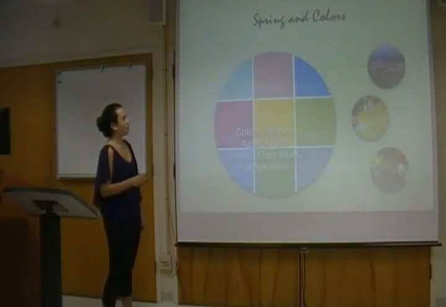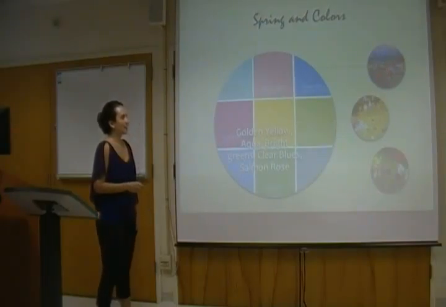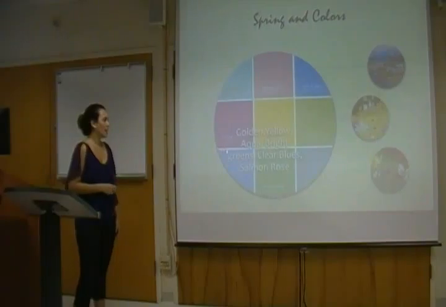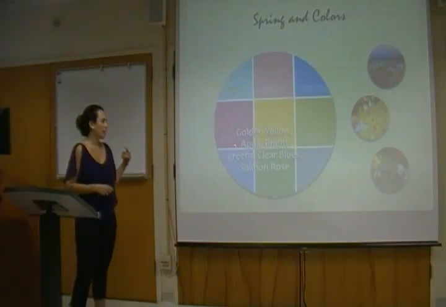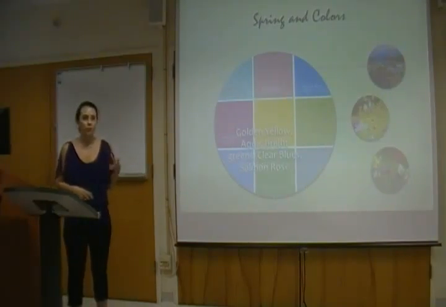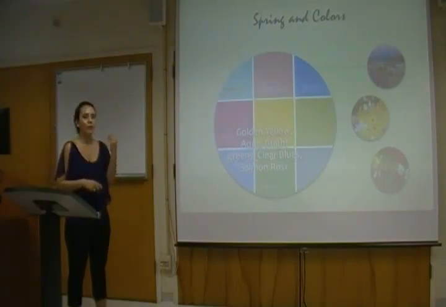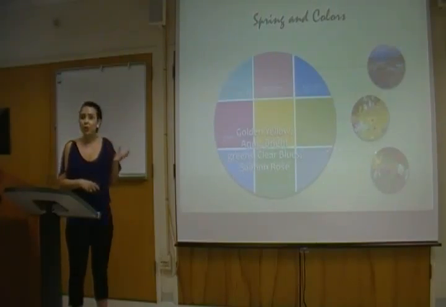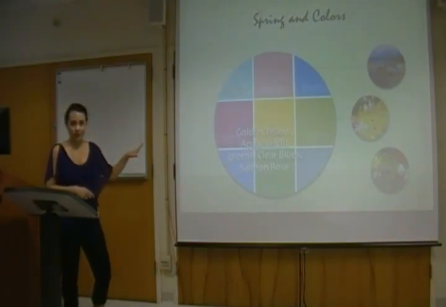First of all, we have spring. As you can see here, these are some little pictures from the spring season, the weather. And then these are some examples of the colors from spring. These are not all of them, just some of them. We have golden yellow, aqua, bright green, clear blue, and salmon rose. I'm not just saying yellow, blue, red, because these are colors mixed with neutral colors. Depending on how much white or black you put in, the tones and hues change. So these are some examples of spring colors.